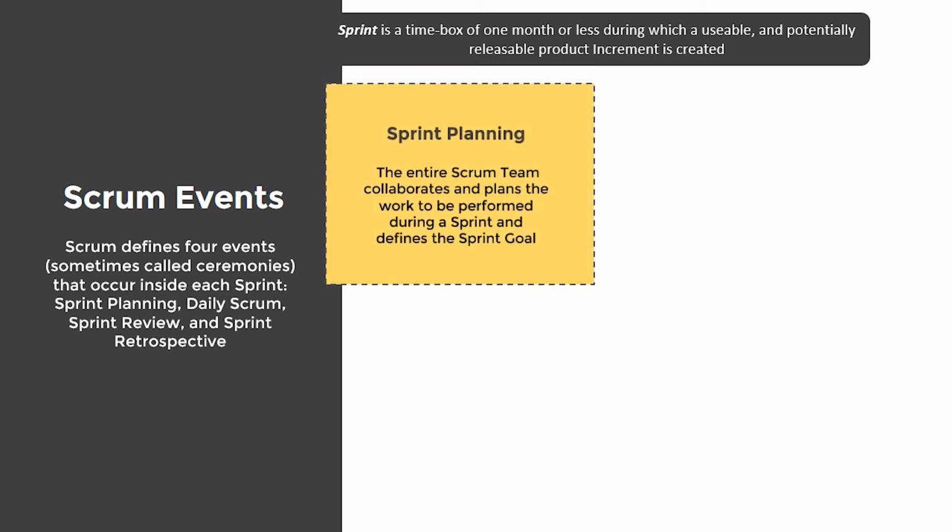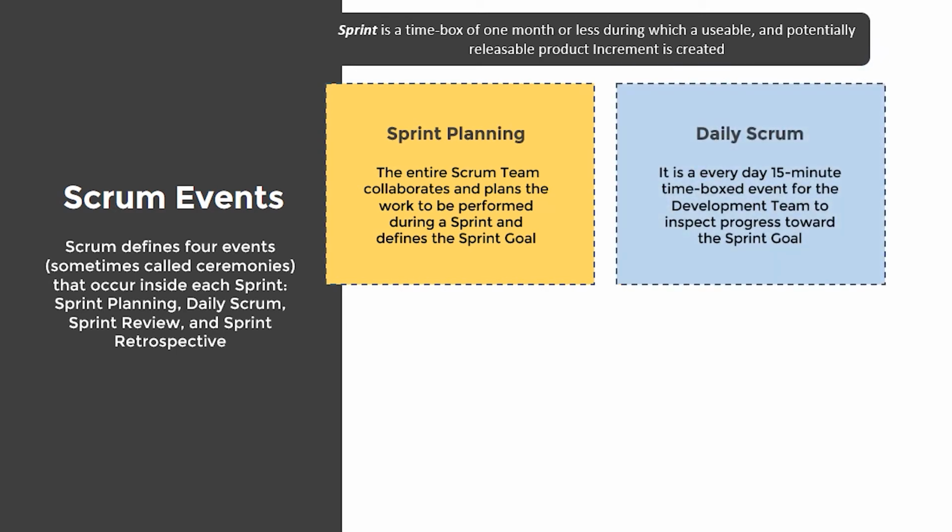Sprint planning meeting. During sprint planning, the entire Scrum team collaborates and discusses the work to be performed in the sprint. The Scrum Master ensures that the event takes place and that attendants understand its purpose. Sprint planning typically answers 2 questions. What needs to be achieved in the upcoming sprint? How the team will successfully deliver the identified product backlog items as part of a potentially shippable product increment.